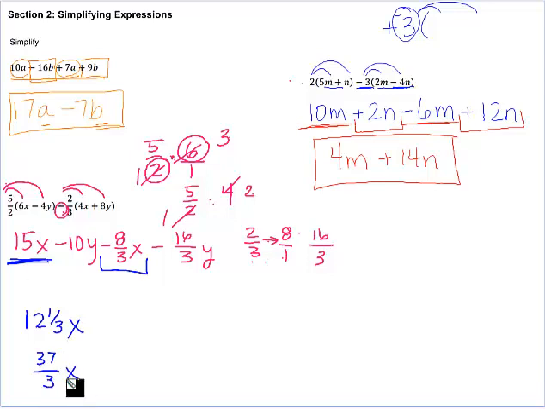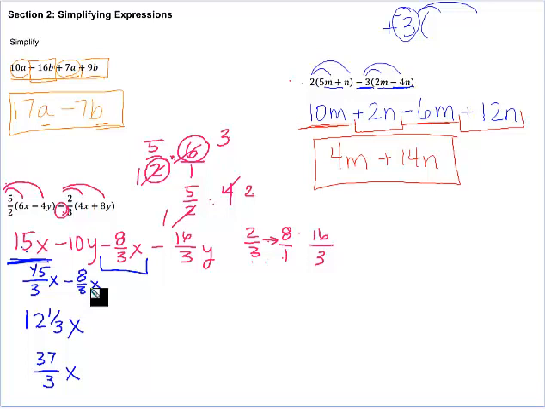So to combine those, you need a common denominator. So you want to change the 15 to a denominator of 3. So you have to times 15 by 3, which gives you 45. So you have 45/3 x minus 8/3 x, which is where you would get the 37/3 x or 12 1/3.